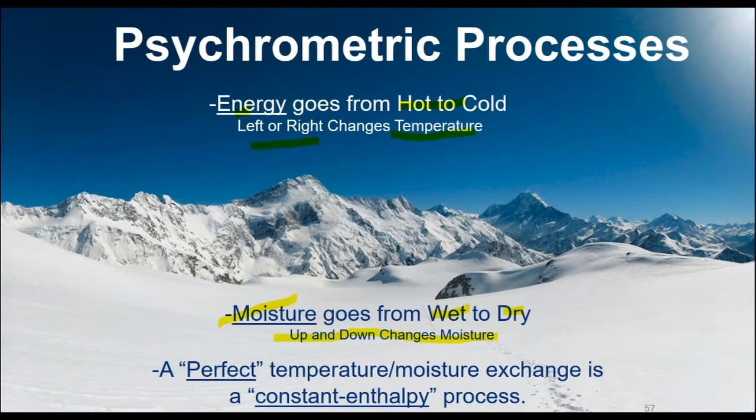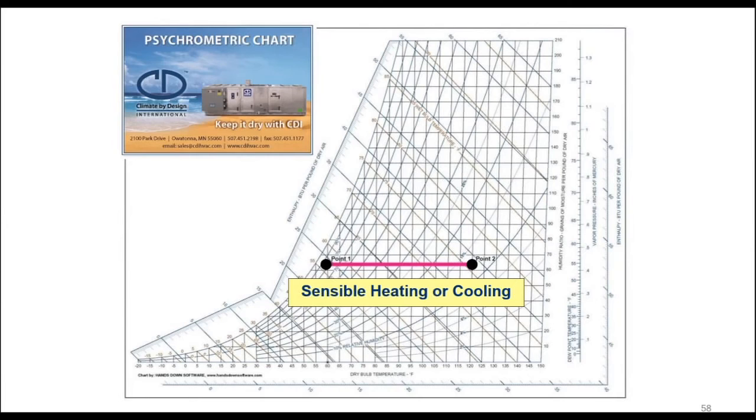There is a perfect temperature-moisture exchange, and that is called a constant enthalpy process. We're going to look at one of those today. Let's start with sensible heating. So if I have this point on the left and I add indirect heat to this, electric heat, some kind of hot water coil, something that's not changing the moisture content. If I add heat to this, as we expand the air, we're coming over to the right and sensibly heating it. If we're going to do the reverse, we're going to take this point and cool it.